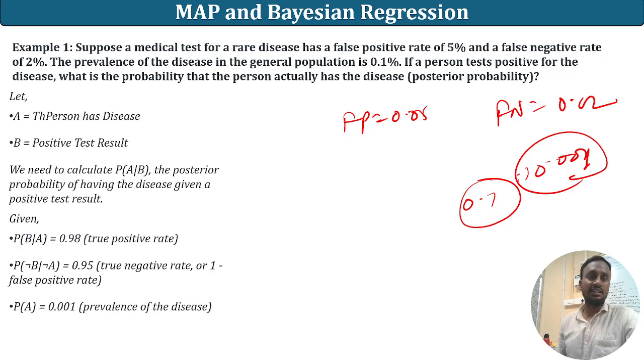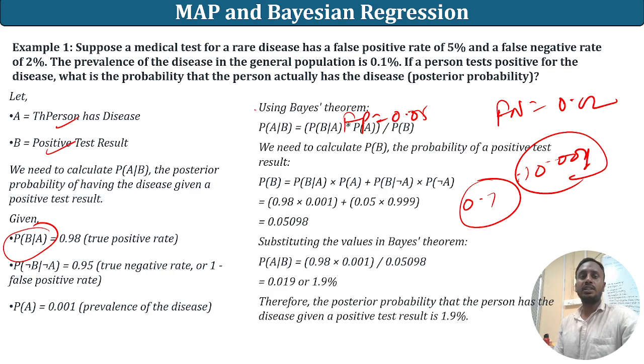Let's say A is a person having the disease, and B is a positive test result. So the probability of B given A is the true positive rate, which is 0.98. The probability of B given not A, the true negative rate, is 1 minus the false positive rate, which is 0.95. Now P of A, the prevalence of the disease, is given.